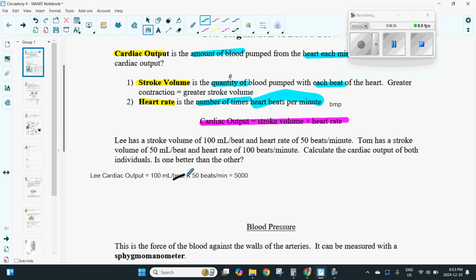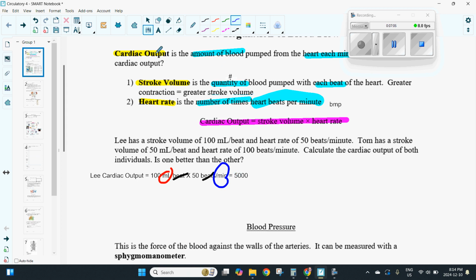I am going to cross off my beat here because that is technically a denominator. And then on the numerator, or the top, I have beat as well. So that basically cancels each other out, because if you have something on the top and something on the bottom that's the same, they cancel out. So then what I have left on the top is milliliters, and what I have on the bottom is minutes.